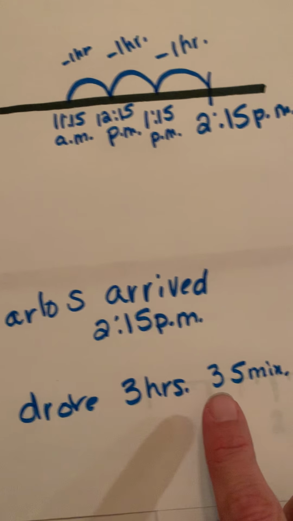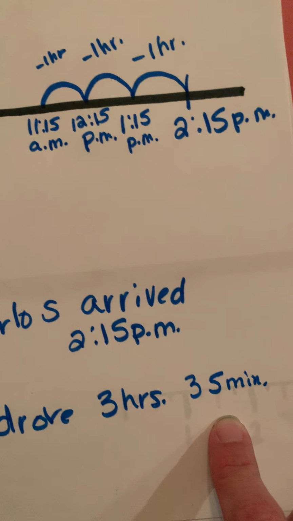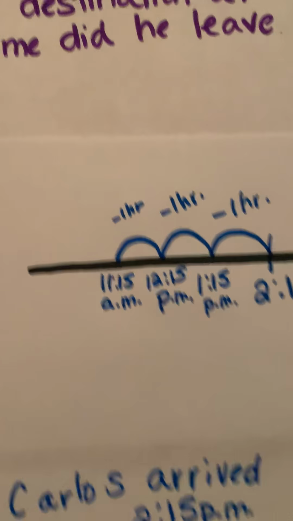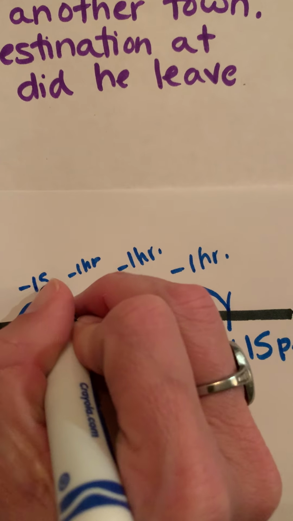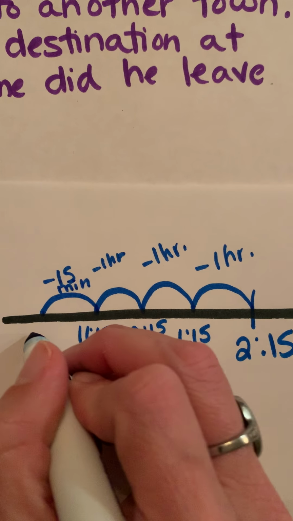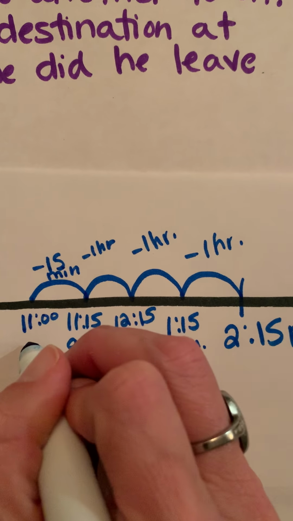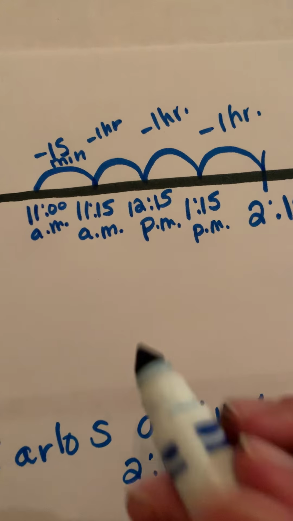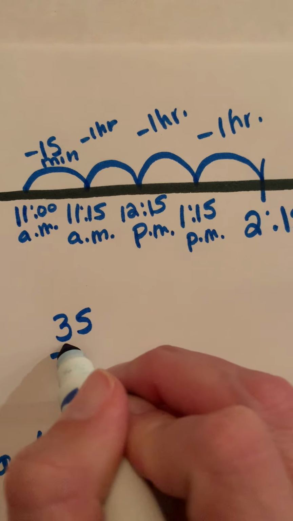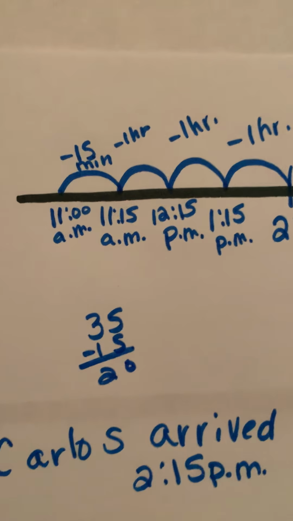Now, we've worked on the 3 hours. Now we got to take away 35 minutes, okay? Well, what I want to do is I want to go ahead and try to get to 11 o'clock. So I'm going to minus 15 minutes here. And that's going to get me to 11, still a.m. now. Now, if I'm thinking about 35 minutes and I take away 15 minutes, that leaves me with 20 minutes.